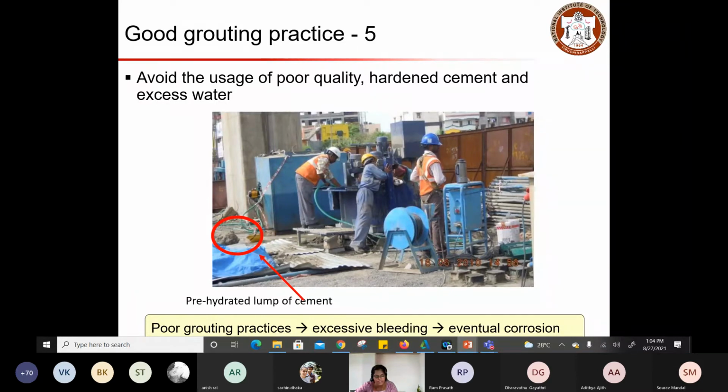Why? Because this will lead to poor grouting practices, especially when you add more water, excess water, that will lead to bleeding. So when you have such bleeding over time, once the water is lost, that will lead to a lot of void formation in your system, and those void formations eventually will lead to corrosion.